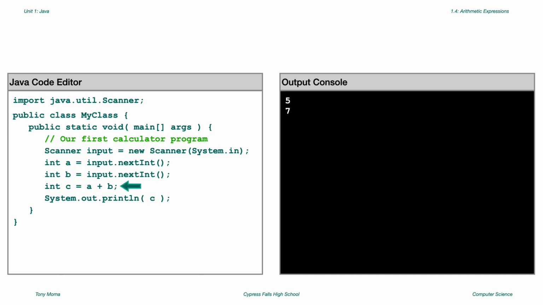Then, integer c will be set equal to the sum of a and b, which is 5 and 7. 5 plus 7 equals 12. Thus, when c gets printed out, 12 gets output. The act of adding a and b together is an example of an arithmetic expression.